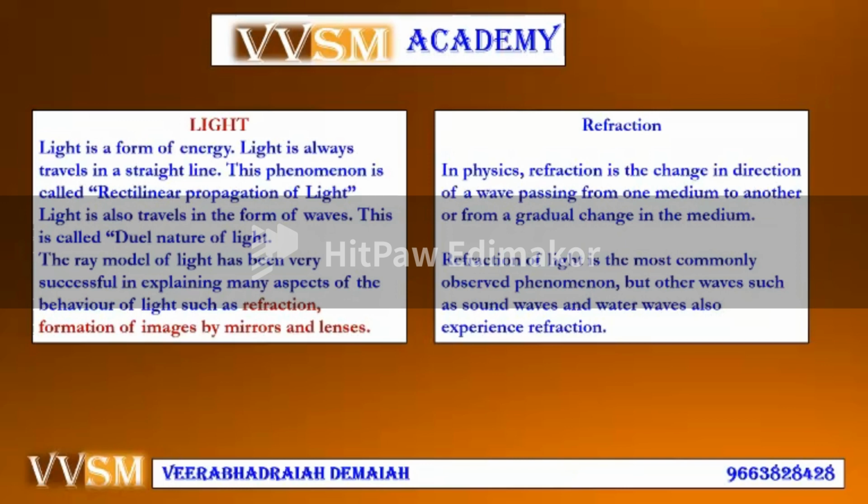So the ray model of light has been very successful in explaining many aspects of the behavior of light, such as refraction, formation of images by mirrors, lenses, etc., particularly in lenses. In physics, refraction is the change in direction of a wave passing from one medium to another, or from a gradual change in the medium. Refraction of light is the most commonly observed phenomenon, but other waves such as sound waves and water waves also experience refraction.